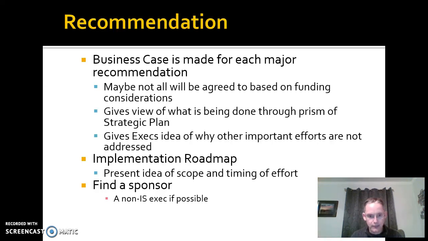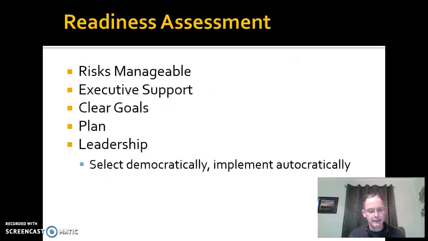You have an implementation roadmap in there, so you present the scope and the timing of the effort so they get a feel for what this is going to be. Is this a 5-year thing? Is this a 1-year thing? How many people will it involve? And then get yourself a sponsor, preferably someone not in IS. You want someone who's talking the business and can explain to the other business leaders in verbiage they understand why this is important. You want them to pull on the IS, because IS needs to be part of the business operation, not something that IS is doing just because we think it's a good idea.